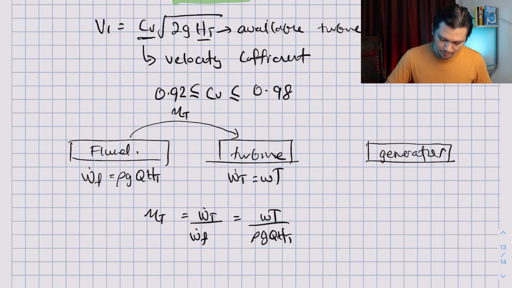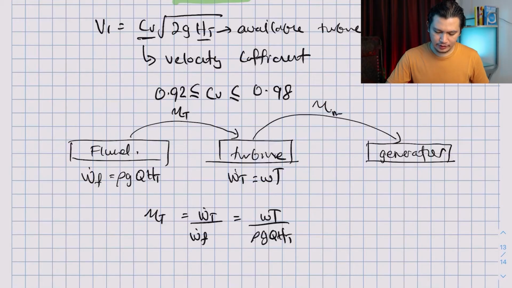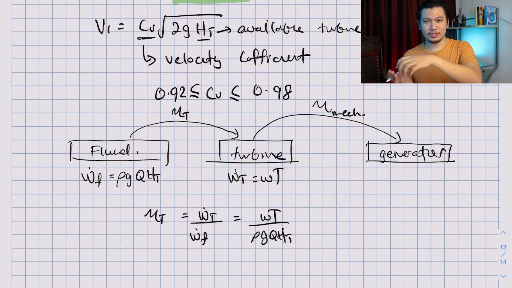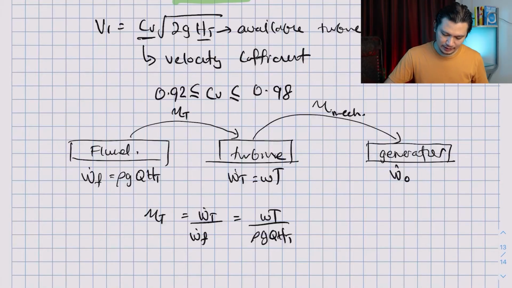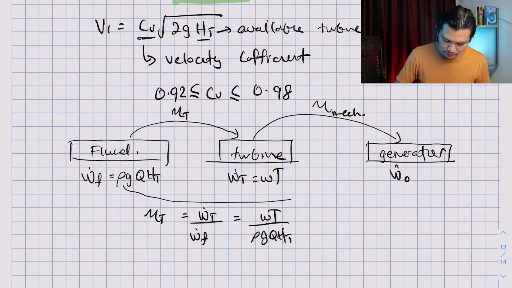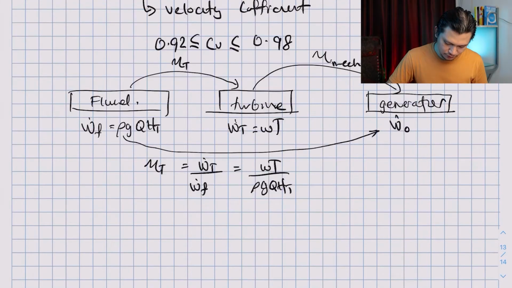And then there is another efficiency here that is called the mechanical efficiency. The turbine must be on a shaft, right? And this shaft must have bearings in order to hold it in place. Because of that, it will have friction, and that will reduce the power from the turbine to the generator. And the efficiency is called the mechanical efficiency. And let's say for the generator, we're going to use W dot O, output power. And the total efficiency between the fluid and the generator is called the overall efficiency.